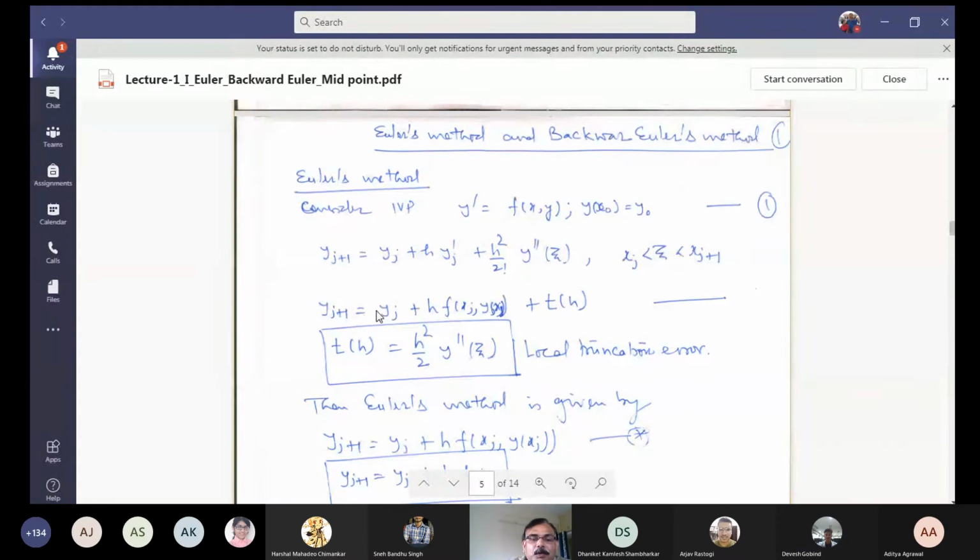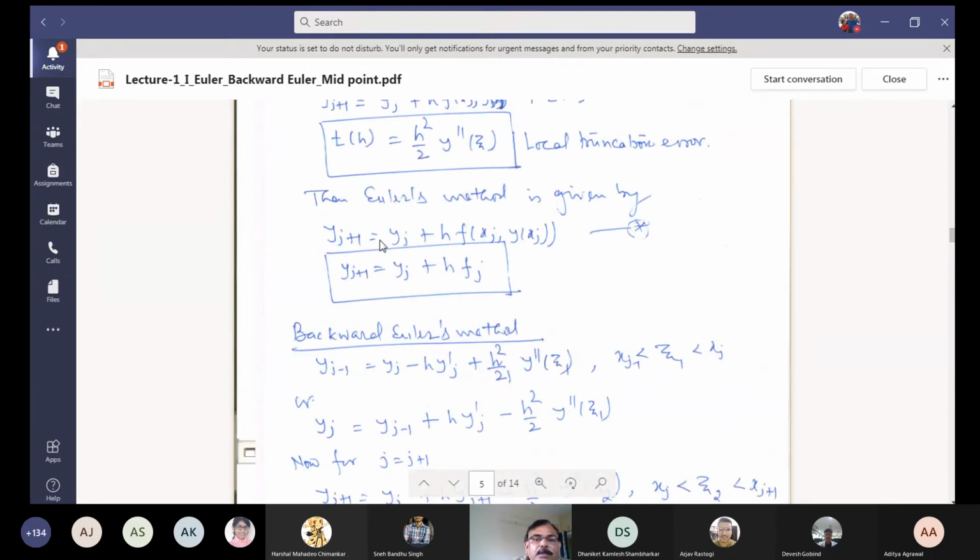So yj plus 1 equal to yj. Y prime I am replacing by f because the differential equation is given as y prime equal to f(x, y). So this is replaced by f. If we leave this error term, what will this be? This will be yj plus 1 equal to yj plus h times f of xj and yj, the value at the point xj. In other words, in notational form, we may write yj plus 1 equal to yj plus h times fj.